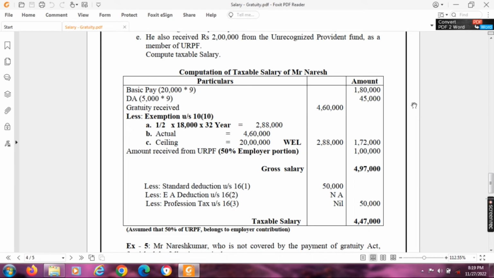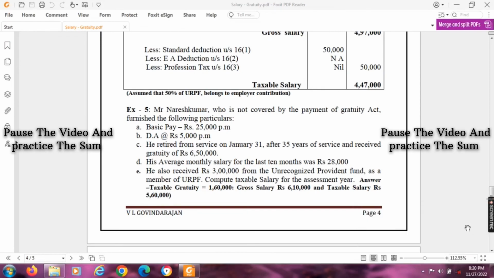Last one, the amount received from URPF, 50% being considered as employer portion. So total amount 2 lakh. Out of 2 lakh, 50%, 1 lakh was taxable in the hands of the employee. So the gross salary will be 4,97,000, less standard deduction under section 16, 50,000. So balance 4,47,000 was taxable salary. So in the same pattern, the listeners can practice exercise 5.